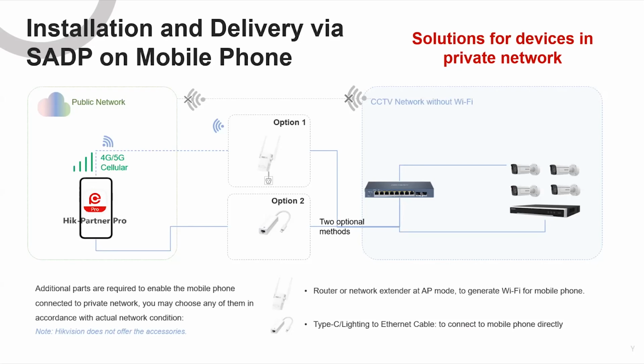For that, most probably you have to go for an adapter. If you are using an iPhone, you have to go with a Lightning to Ethernet adapter. Otherwise, if you have a phone with a USB-C connector, you have to use a USB-C to Ethernet adapter. By connecting these, you can easily install and activate your devices using this Hik-Partner Pro app.